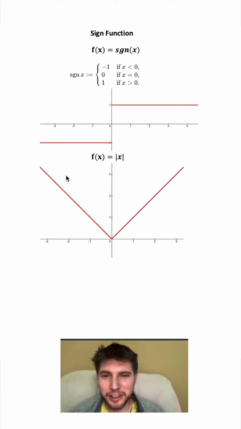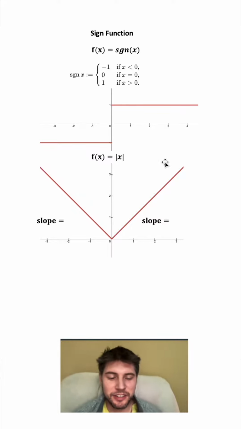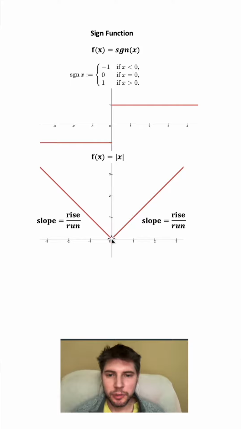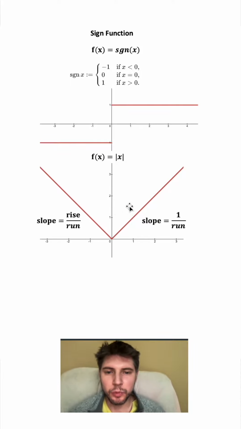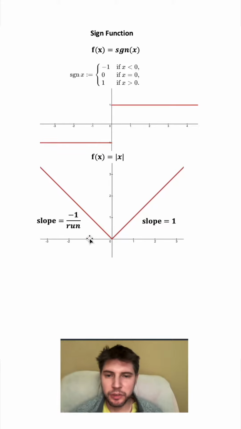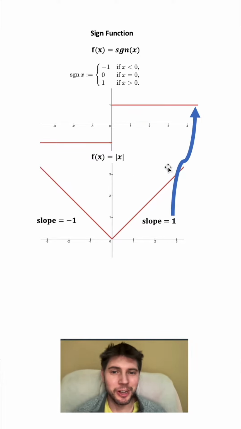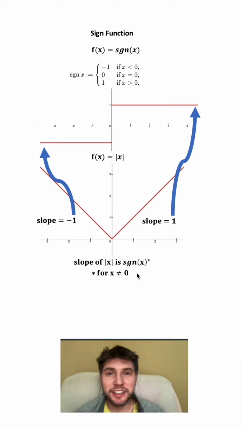If we look at the absolute value of x, it makes a giant V. And if we look at the slope of each side of this V, slope is rise over run. So on the right-hand side, it rises 1 and it runs 1. So we have a slope of 1. And on the left-hand side, since it goes down 1, it rises -1 and it runs 1. And that's equal to -1. So everywhere where the slope of the absolute value is equal to 1, the sine function is also equal to 1. And everywhere where the slope of the absolute value is equal to -1, the sine function is also equal to -1. So for any time when x doesn't equal 0, the slope of the absolute value of x is the sine of x.